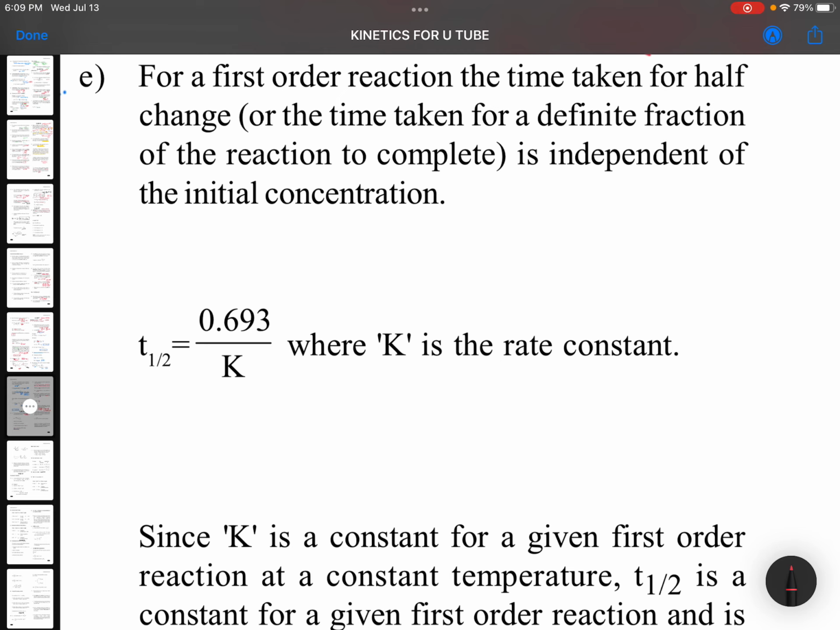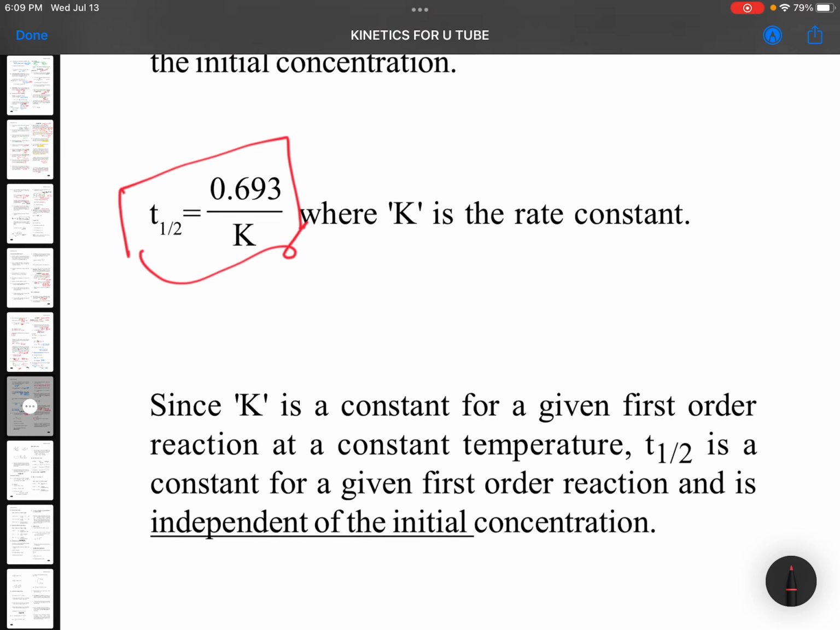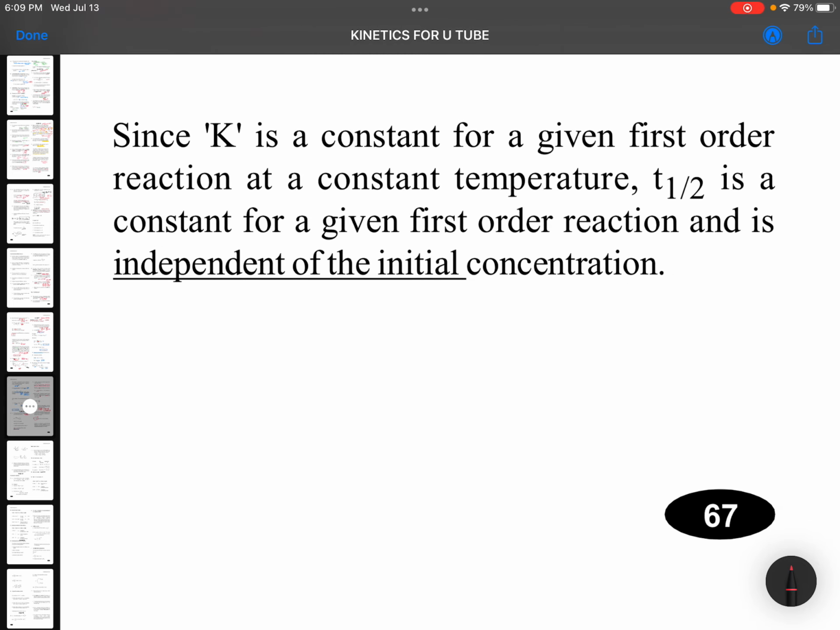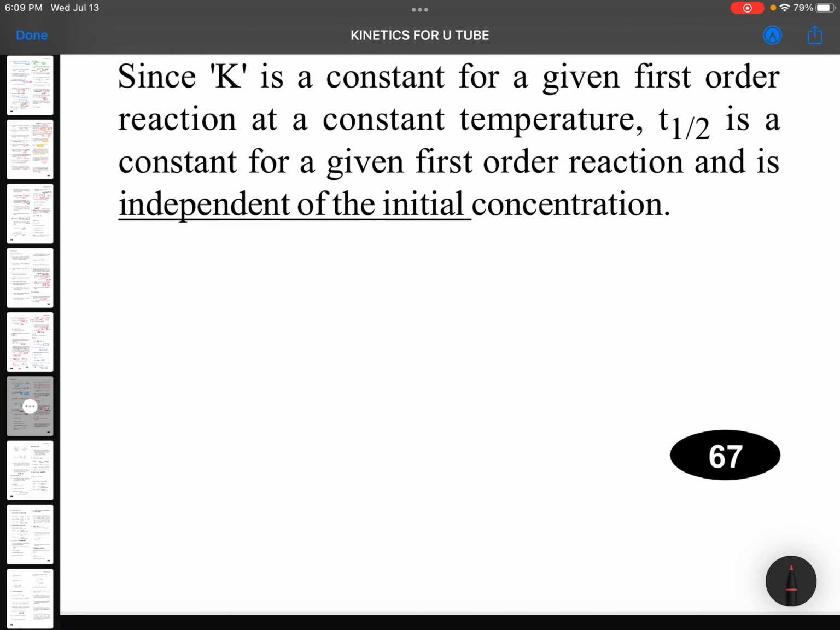For a first order reaction, the time taken for half change, or the time taken for a definite fraction of the reaction to complete, is independent of initial concentration. t half is equal to 0.693 by K, where K is the rate constant. Since K is a constant for a given first order reaction at a constant temperature, t half is a constant for a given first order reaction and is independent of the initial concentration.